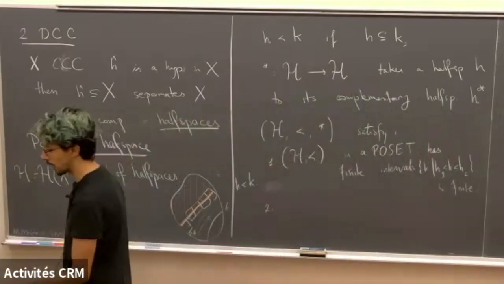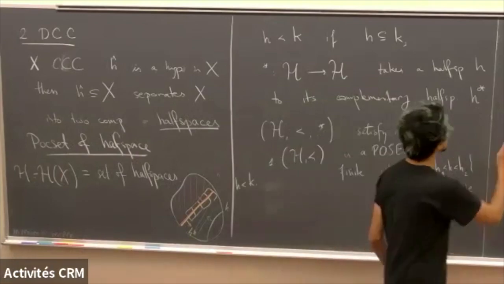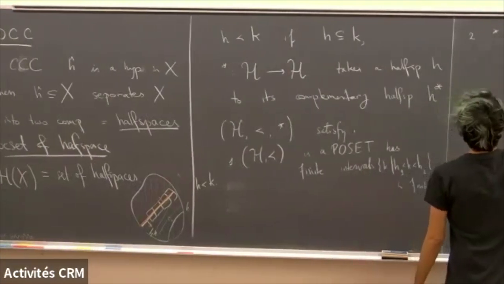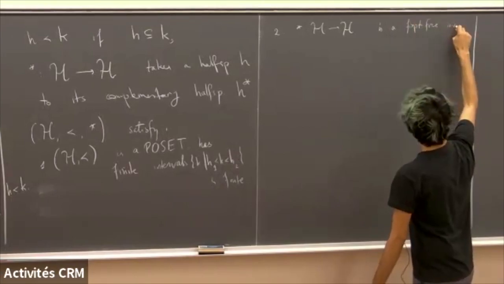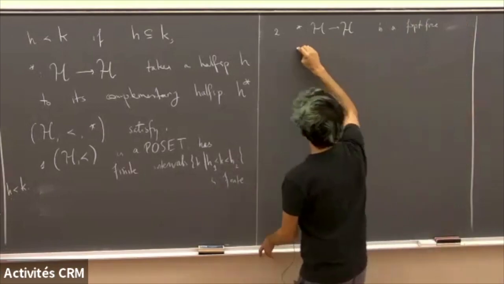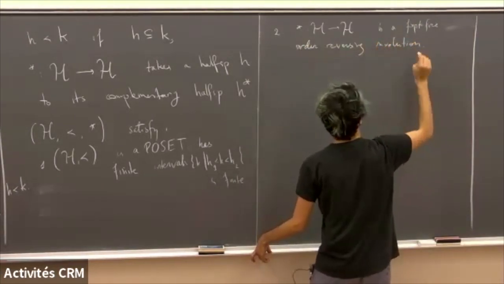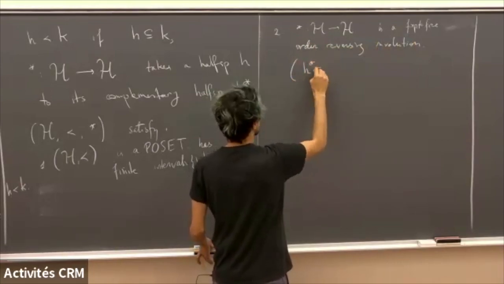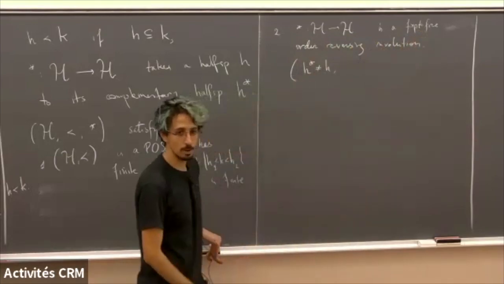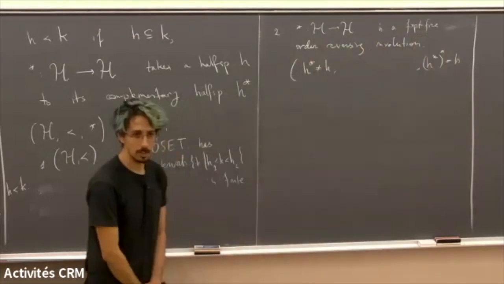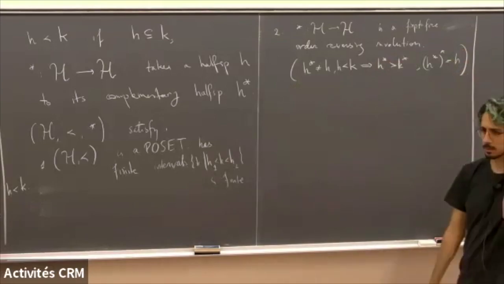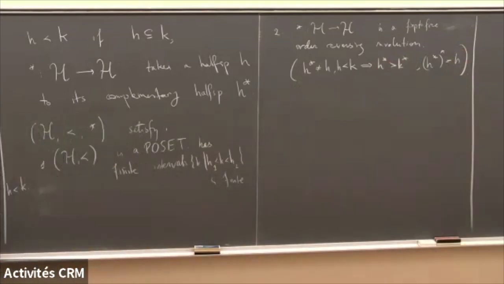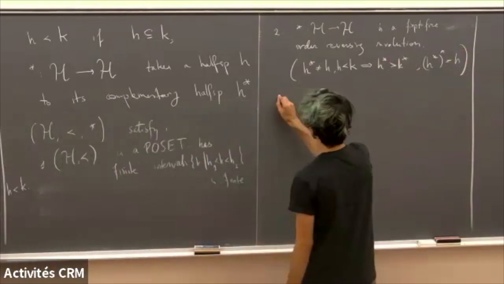The second property has to do with this function, the complement. This function is a fixed point free involution. Oh, sorry, order reversing involution. Okay, which is a lot of words to say. H star is not H. That's fixed point free, for every H. Involution, right? And order reversing. So this is for every H and K. Is it clear? Great. And moreover, so this is V3.